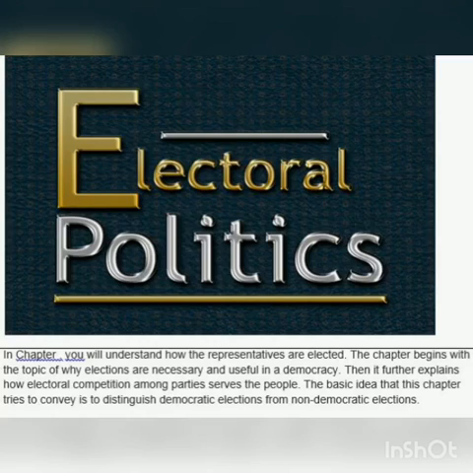Today we are going to discuss a new chapter from your civics. The name of the chapter is Electoral Politics. In this chapter you will understand how the representatives are elected. The chapter begins with the topic of why elections are necessary and useful in a democracy. Then it further explains how electoral competition among parties serves the people. The basic idea that this chapter tries to convey is to distinguish democratic elections from non-democratic elections.